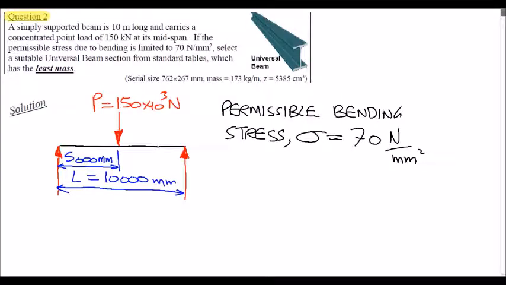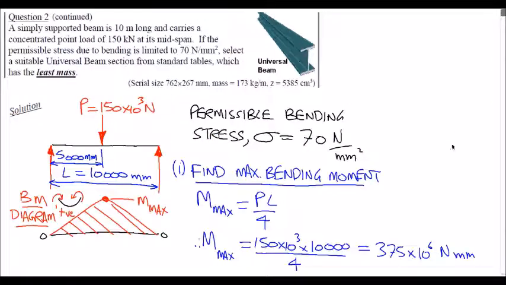So question 2, here's the solution. Extract the information from the question. We've got a simply supported beam. It's 10 meters span, so converting that to millimeters, that's a span length L of 10,000 millimeters. Carries a point load in the middle of 150 kilonewtons, 150,000 newtons, and that's in the center of the beam. We're also given the permissible stress, and that's 70 newtons per millimeter squared. The first thing we need to do is calculate the bending moment. I've sketched the bending moment diagram, the maximum in the middle shown here.